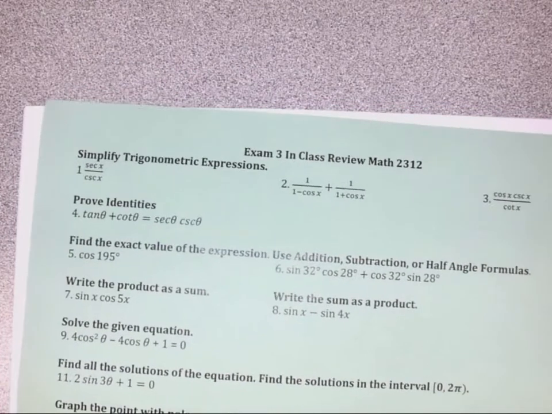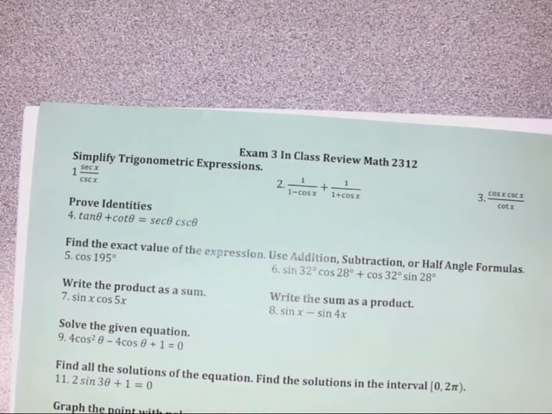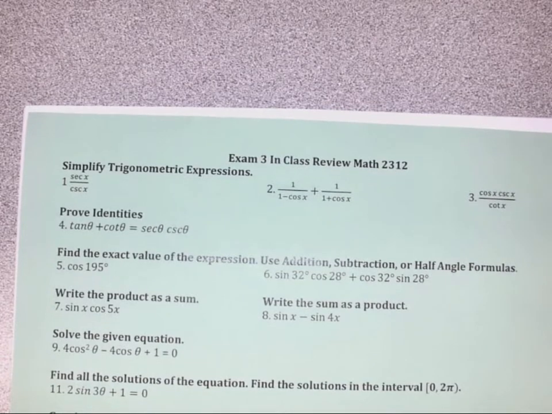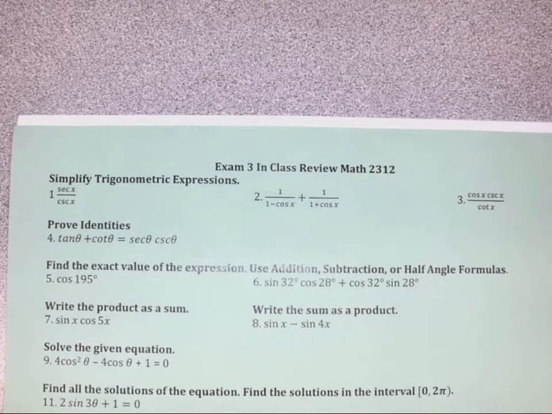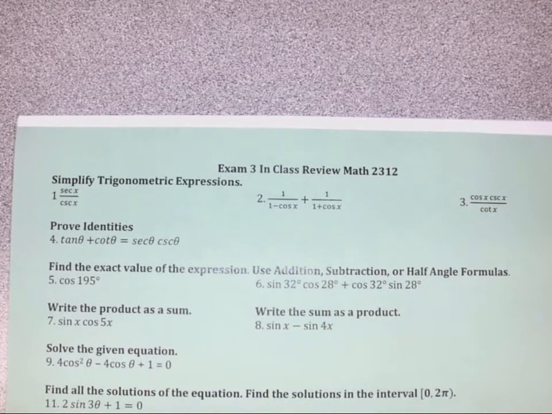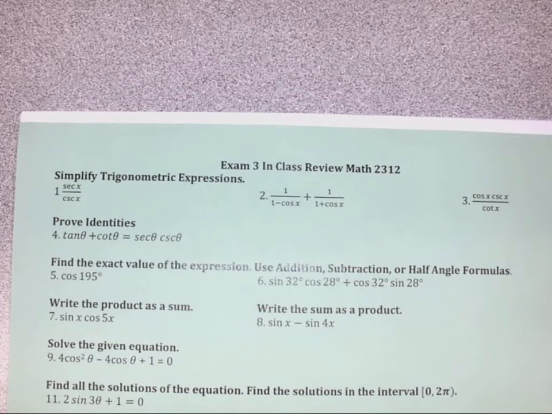All right, so we are going to work on our in-class review for exam 3. So this is going to be all about identities and solving some equations. We're going to start out with simplifying some trig expressions. We'll prove some identities, we'll find some exact values, and then we're going to use lots of the formulas: sum to product, product to sum, half angle, addition and subtraction, whatever comes across the way that we're working these.